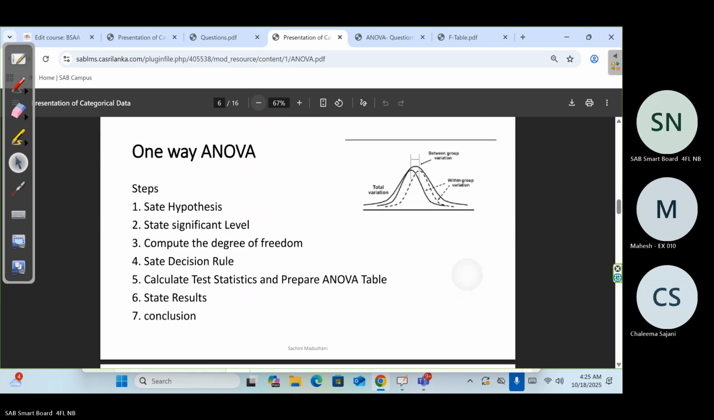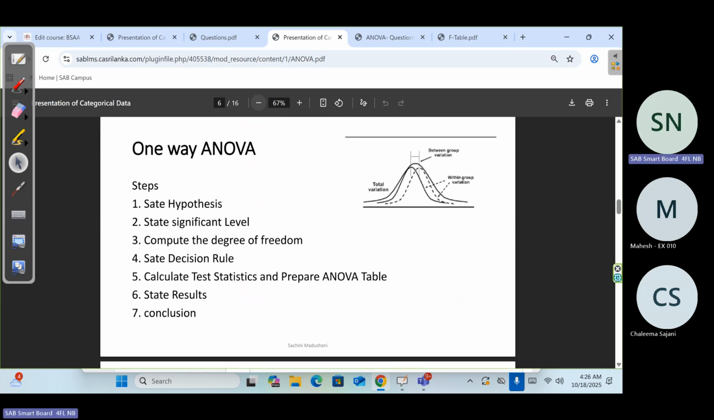Then here, these are the 7 steps under the one-way ANOVA. Same as in the hypothesis testing. First step, you need to state the 2 hypotheses, H0 and H1. Then set the significance level. Now you know what is the level of significance, the alpha value. Then we need to calculate the test statistic. In the hypothesis testing, we use Z. Here we use F. F is our test statistic. Understood?